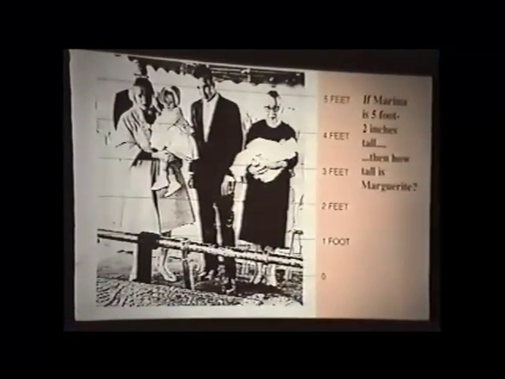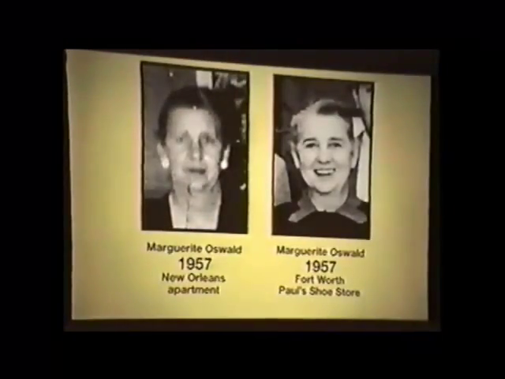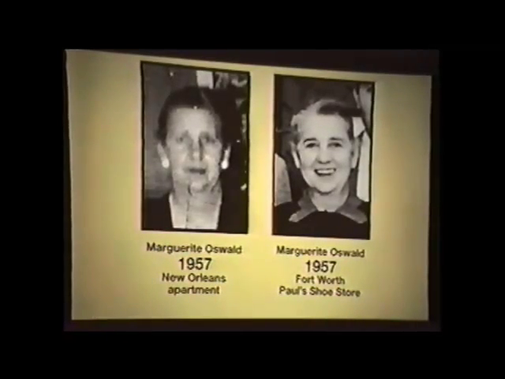But most photos show a familiar and shorter Marguerite. Standing before the Oswald casket are Marina, Robert, and Marguerite. Marina is about 5'2". How tall is Marguerite? Facial comparisons also seem to show two different women in the same year, 1957, in different cities, New Orleans and Fort Worth. Can these two photos be photos of the same woman?